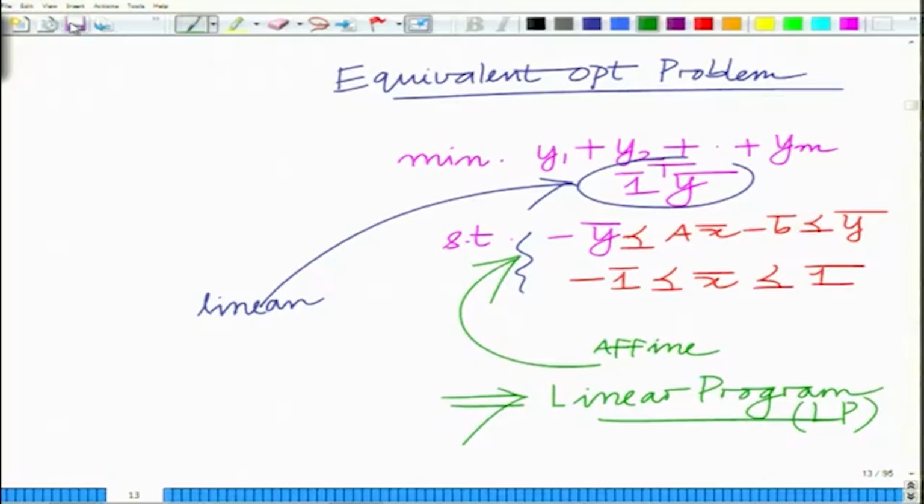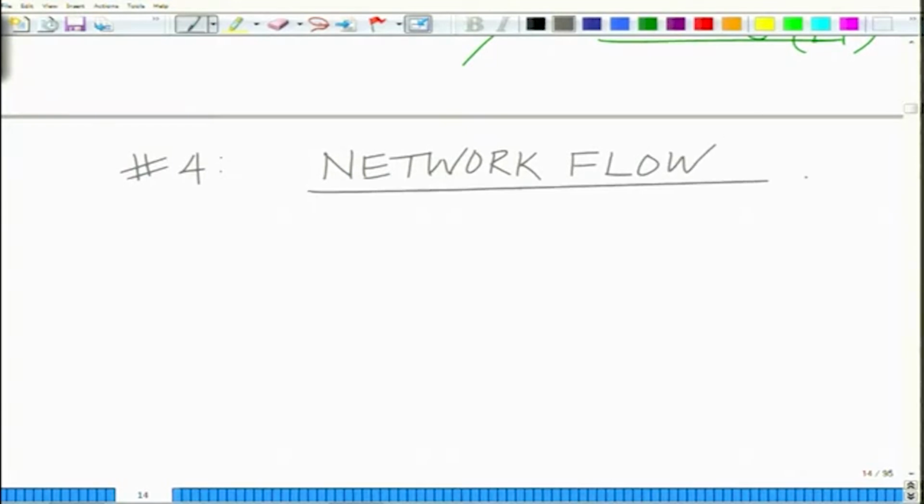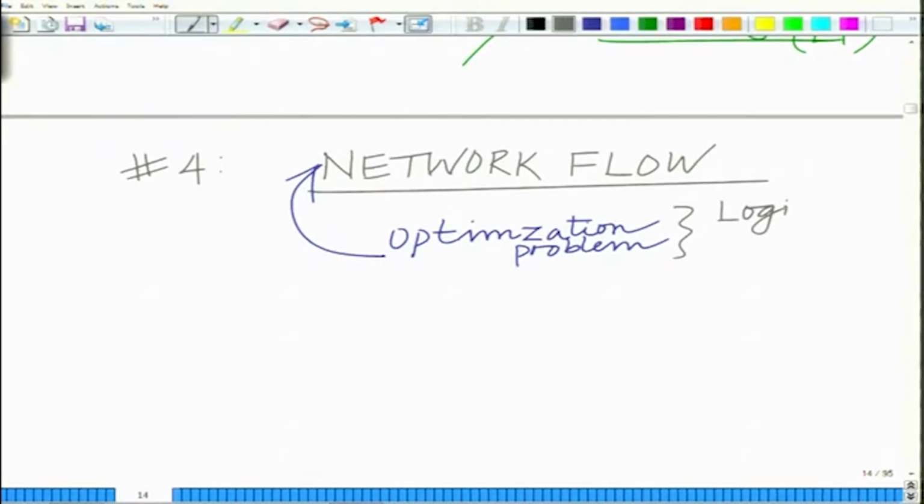Let us look at another problem which is very interesting from a practical perspective. This is termed as network flow, and this arises in several optimization scenarios. This is one of the most important kinds of optimization problems that arises in various fields, such as logistics management, supply chain management, etc. So, this is something that applies, for instance, in logistics, and the problem is very simple.